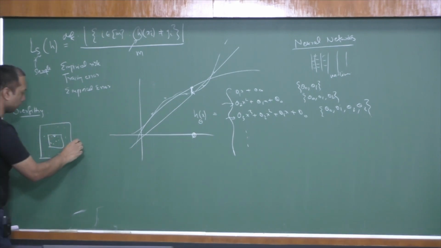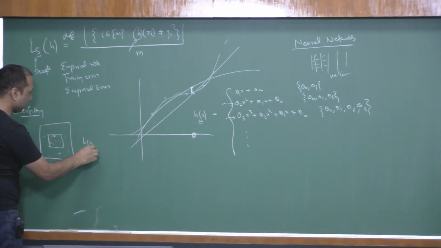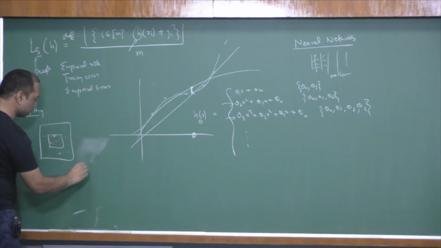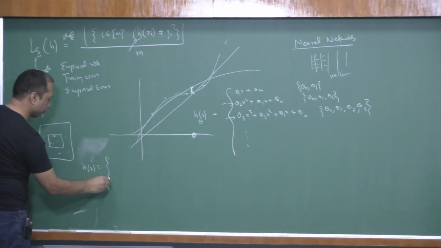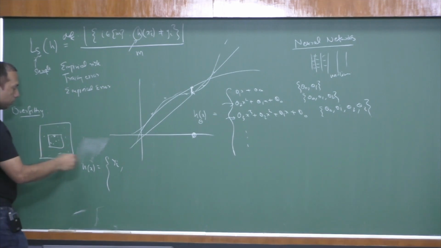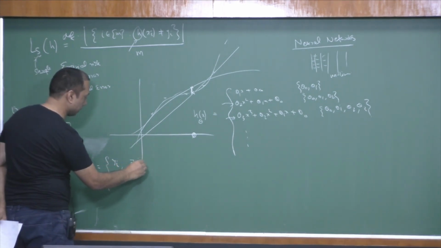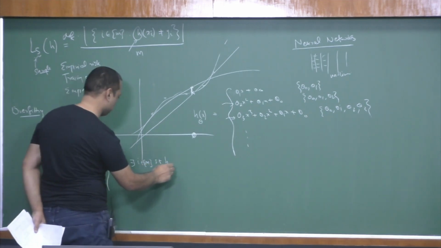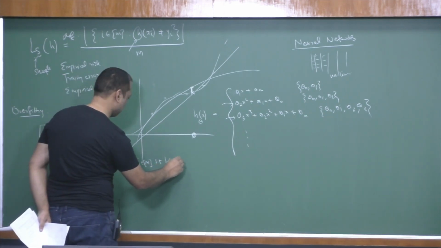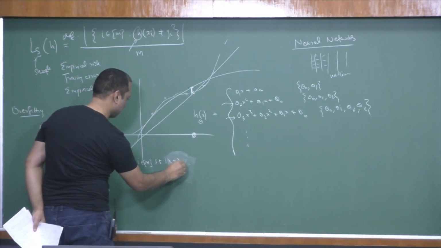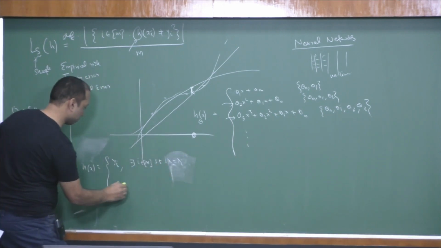Remember the way we define memorization: h(x_i) is y_i. The way we defined the hypothesis was h(x) is y_i. This is the extreme case of memorization. So there exists i in M such that x is x_i, and it's 0 otherwise.